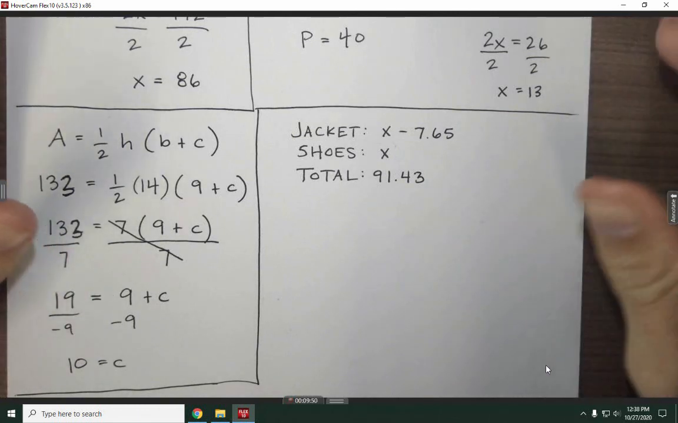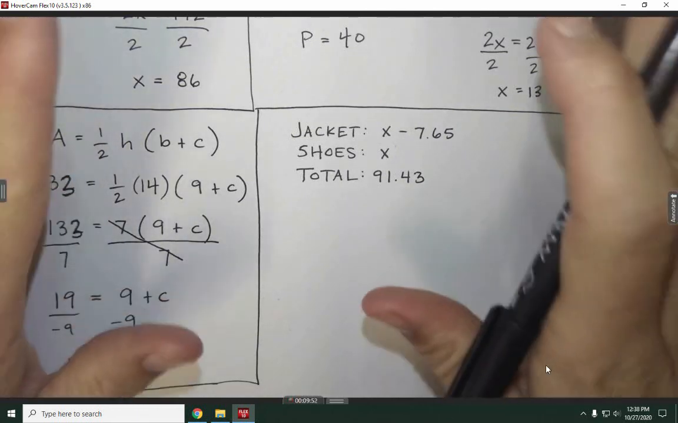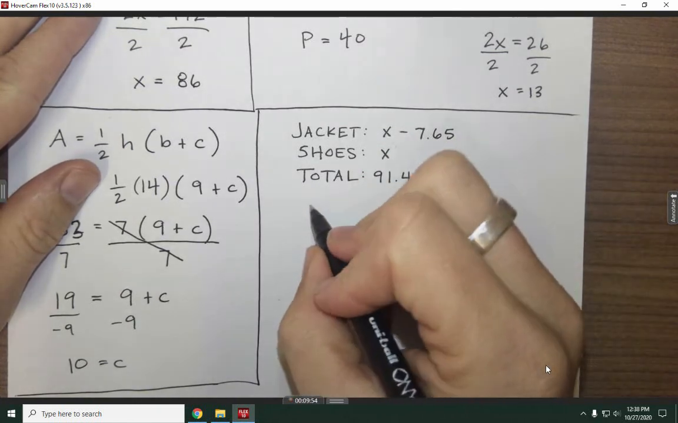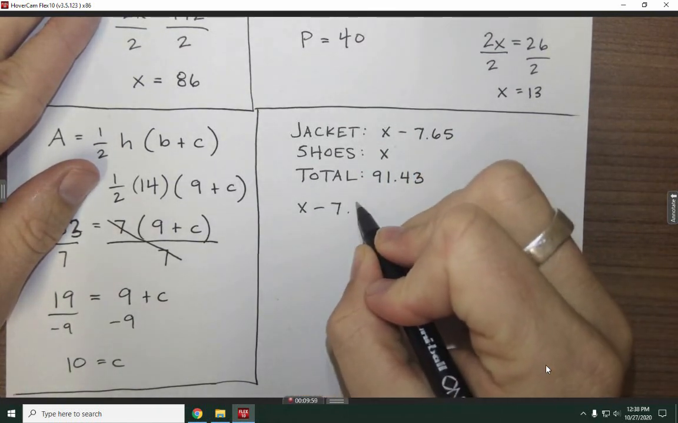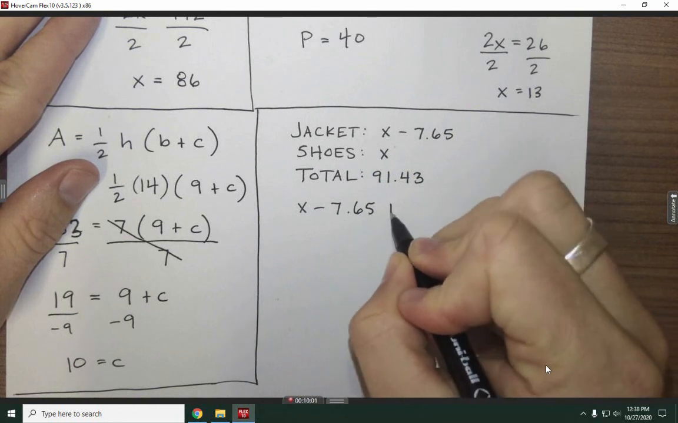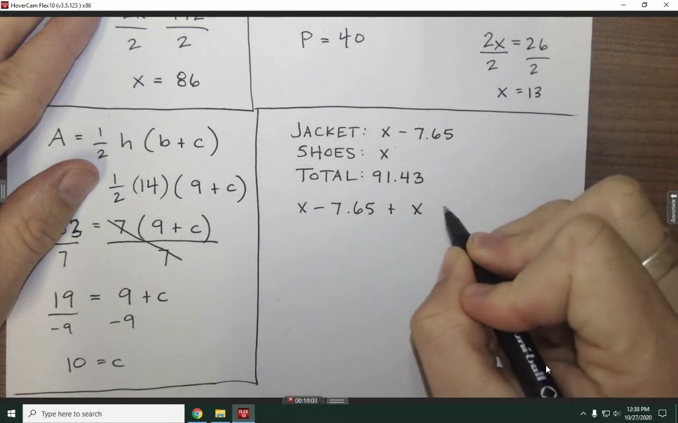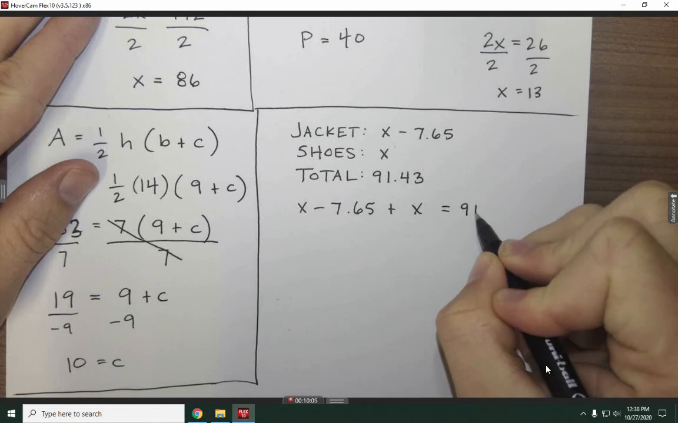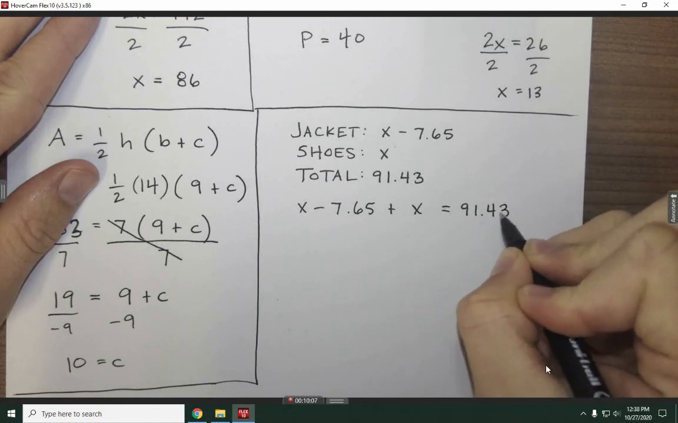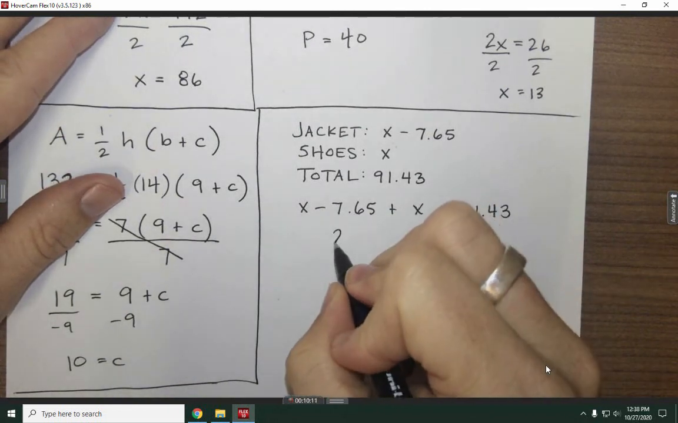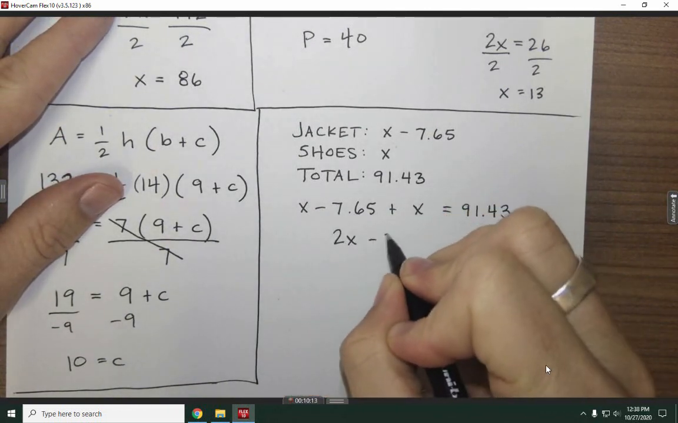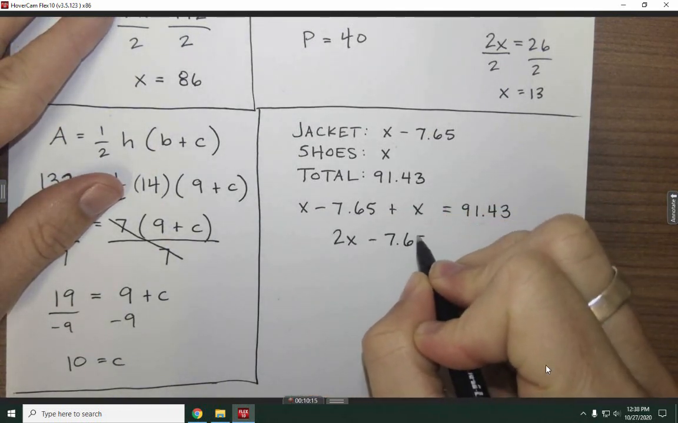Now, when we buy two things, we're adding those together. So we're going to start with our jacket, which is x minus 7.65, and we're adding that to the price of the shoes. And this is going to be equal to our 91.43. Now, x plus x is 2x. We still got our minus 7.65.